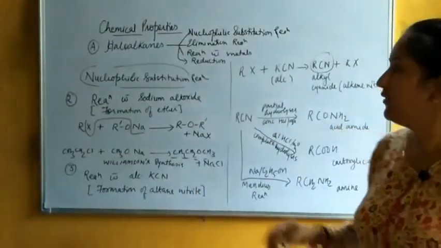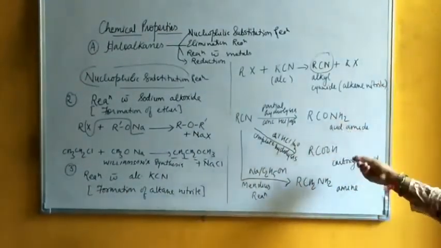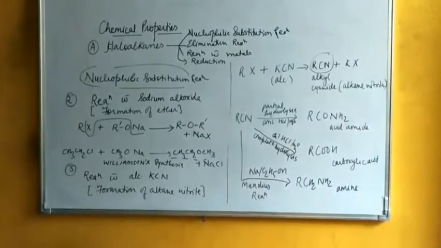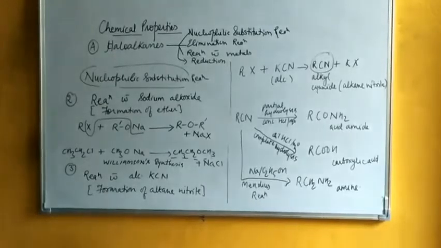So we have discussed here a few new examples of the nucleophilic substitution reaction. First was the formation of alcohol, second was the formation of ether, and third one is the formation of alkane nitrile, which is also known as alkyl cyanide, and this alkyl cyanide is used for the preparation of different organic compounds like acid amides, carboxylic acids, and amines.